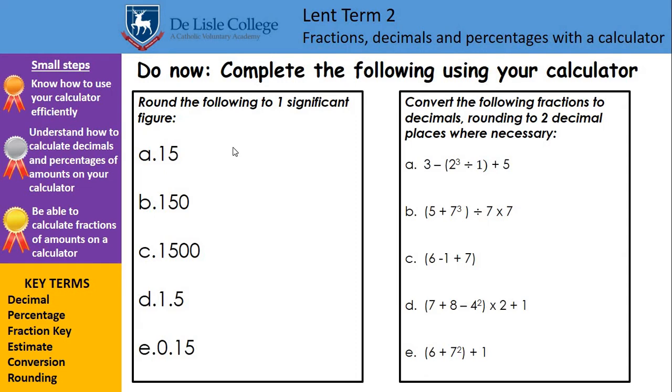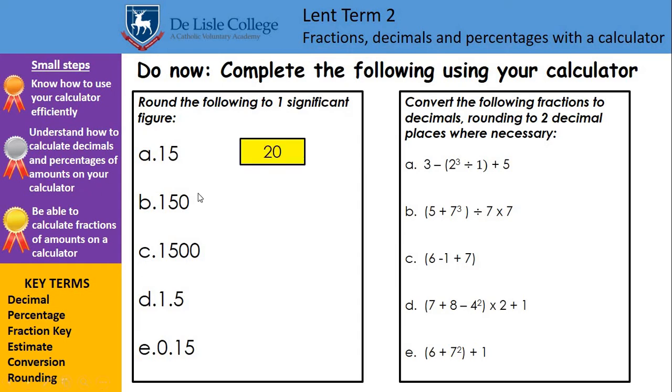Okay, let's have a look at the answers to the questions on the left-hand side. So firstly, we're rounding to one significant figure. The important thing to remember here is when we're dealing with numbers bigger than 1, the first significant figure is always the number farthest to the left. So in this instance, this 1 here is our first significant figure. So all I need to do is to look at the number next to it, which is a 5, and because of that, we would round the 1 up to a 2 and change any other digits in the number to a 0. So 15 becomes an answer of 20.